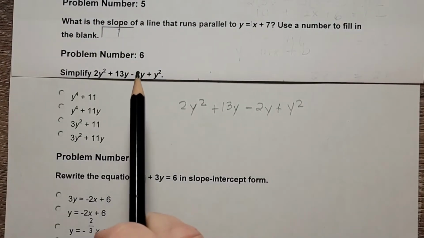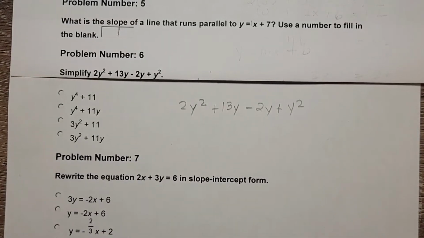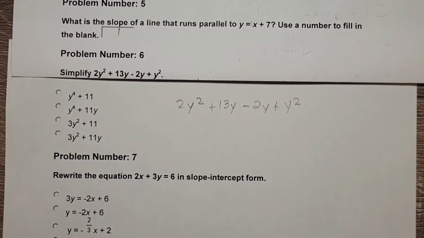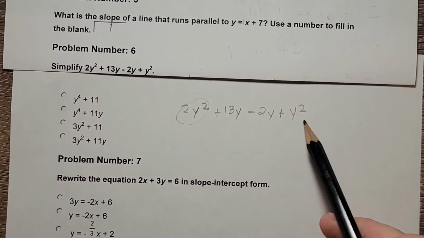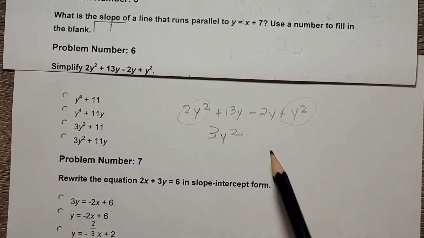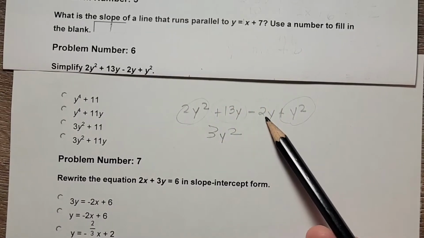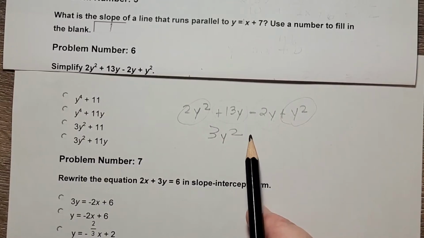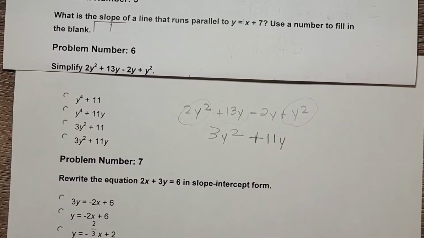Okay, problem number 6. Simplify this equation. Actually, that is an expression. Simplify this expression. It's not an equation because it doesn't have an equal sign. Okay, all we have to do is combine like terms. This and this are like terms. 2 plus 1 is 3. And then you have this. These are like terms because they both only have y as their variable. Okay, 13 minus 2 is 11y, and it's positive, so you're going to put positive.